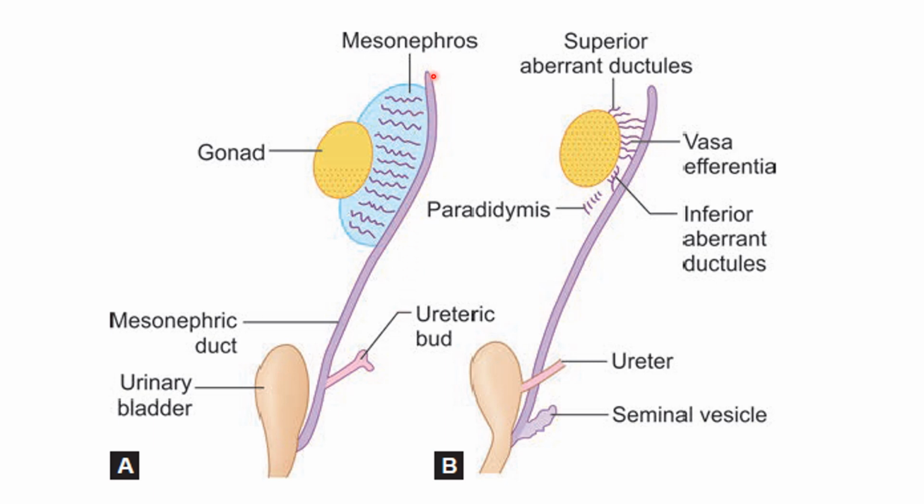So if you look here, the mesonephric duct gives rise to the ureteric bud. The first structure will be the ureteric bud, and this ureteric bud will be giving rise to the ureters, renal pelvis, major and minor calyces of kidney, and collecting tubules of kidney. All of them will be derived from this ureteric bud.